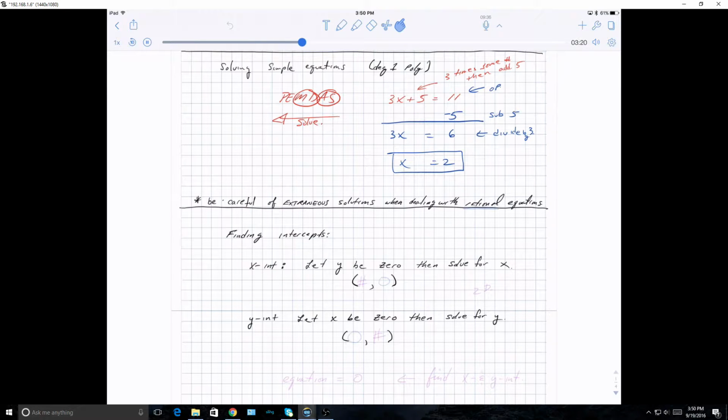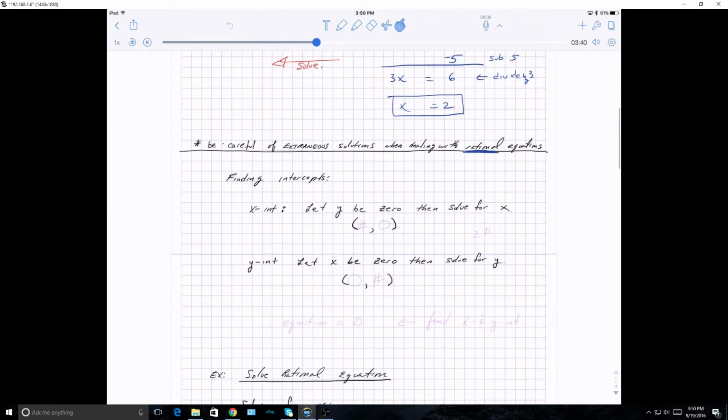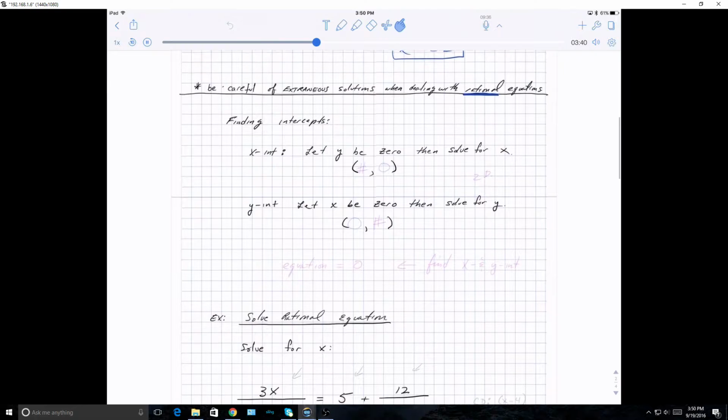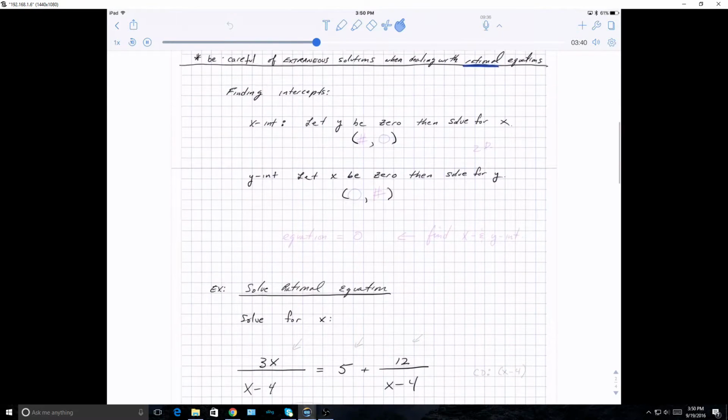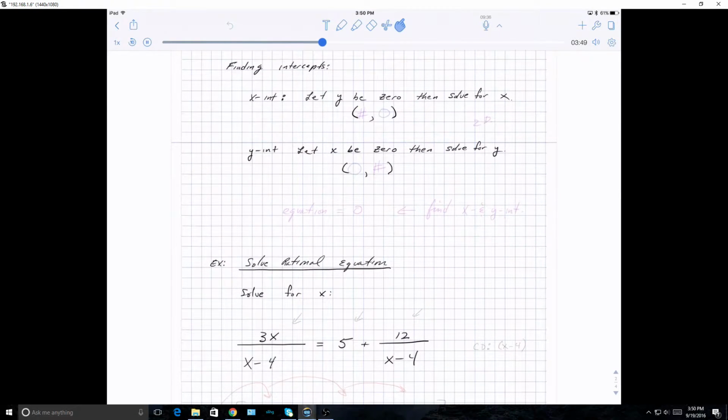If you have more terms everywhere, just combine them on the left hand and on the right hand, then isolate them and do the same process. Okay. So there is one thing, though, to be careful about: extraneous solutions when dealing with rational expressions or equations, okay?